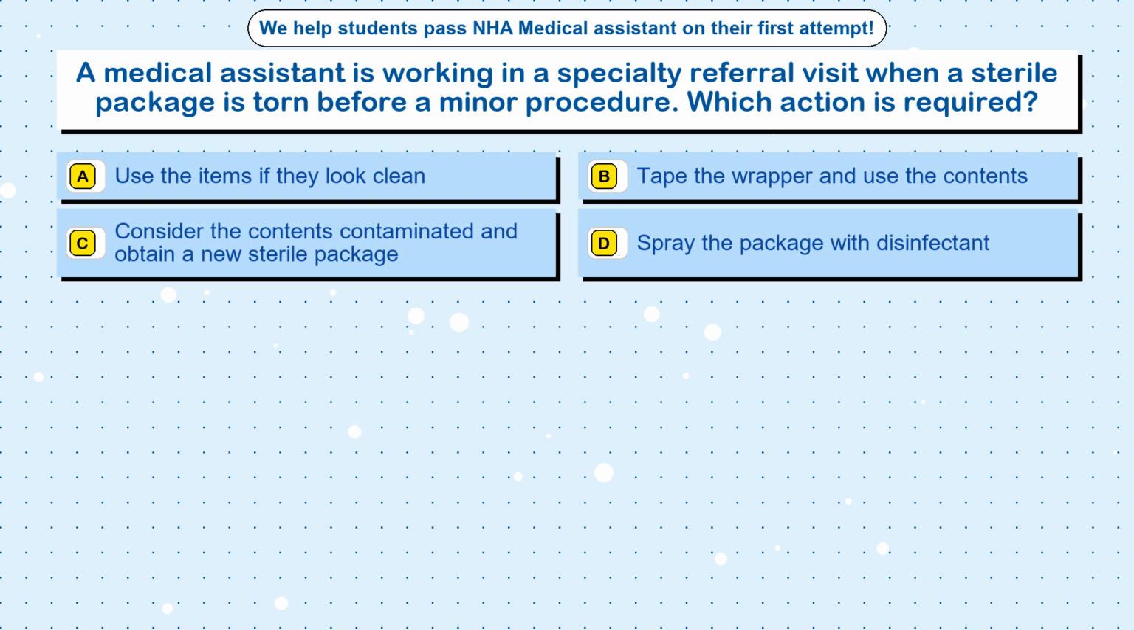Question 91. A medical assistant is working in a specialty referral visit when a sterile package is torn before a minor procedure. Which action is required? Option A, use the items if they look clean. Option B, tape the wrapper and use the contents. Option C, consider the contents contaminated and obtain a new sterile package. Option D, spray the package with disinfectant.